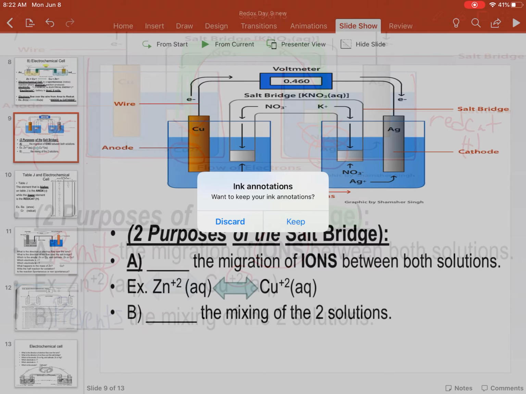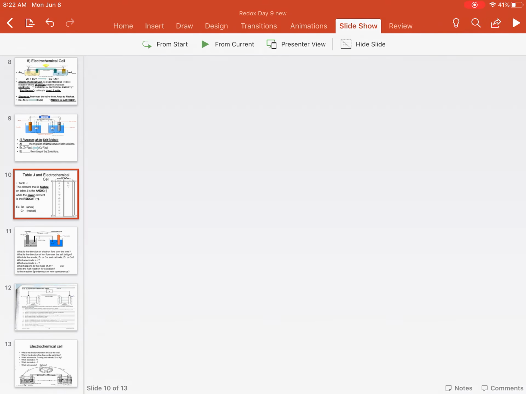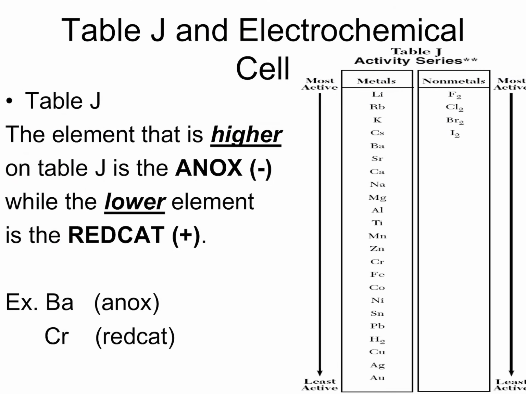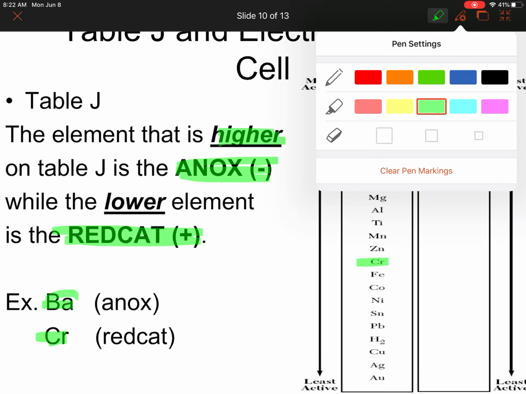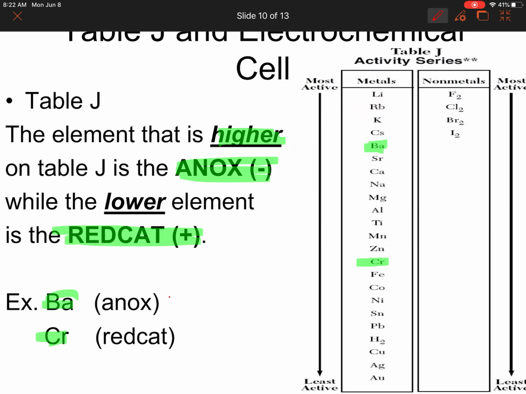All right. So like we said before, Table J. The element that is higher in Table J is anode, negative, while the lower element is cathode, positive. So if you look at the two elements here, Ba and Cr. Here's barium right here. Chromium's right here. Because barium's higher on Table J, that element undergoes oxidation, and it's the anode. Because this element's lower, that's reduction, cathode. Pretty easy, right?